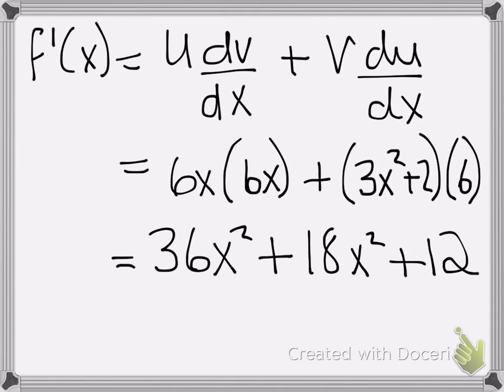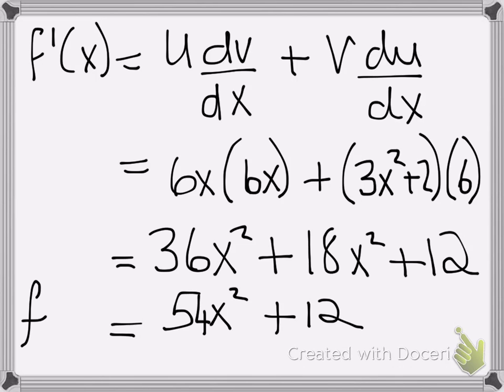Now we can group the two x squareds together, and you're going to get 36x squared plus 18x squared is 54x squared. Sorry, 54x squared plus 12. So there's my derivative of the function using the product rule: 54x squared plus 12.